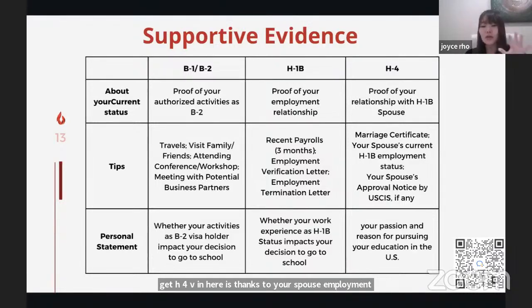So you have to show that you are maintaining a marital relationship with your spouse, and your spouse is currently maintaining an H-1B employment relationship. In addition to the H-1B documents, like recent payroll or employment verification letter or recent notice from USCIS, you also need to add a marriage certificate indicating that you are the spouse of an H-1B holder. By putting that information together, you can show that your spouse, who is an H-1B visa holder, is still maintaining his H-1B relationship with the employer. So you have to prove it.